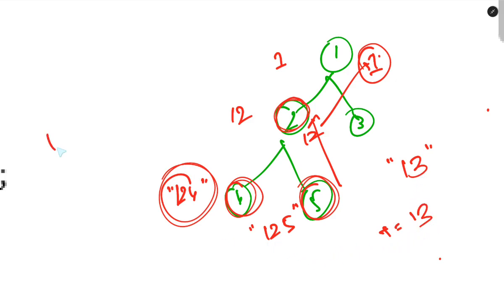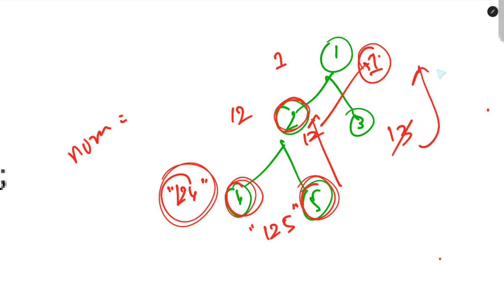So it becomes 124 plus 125 plus 13. The number becomes 124 plus 125 plus 13. And then what I will be doing is removing 3, and then going back to the parent call. Once the left children are done and the right children are also done, I will remove 1 from the string and go back.